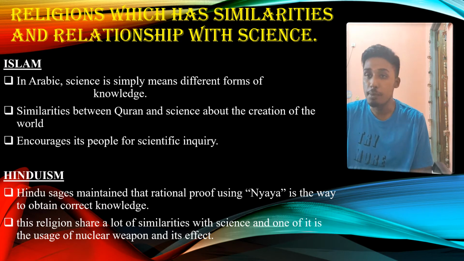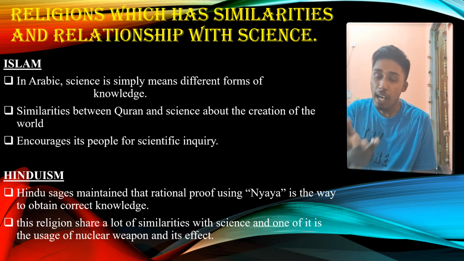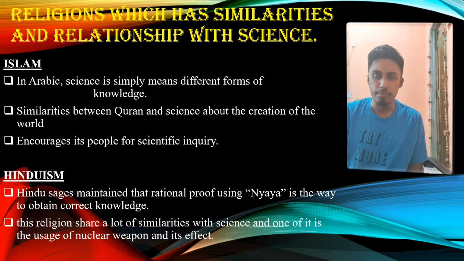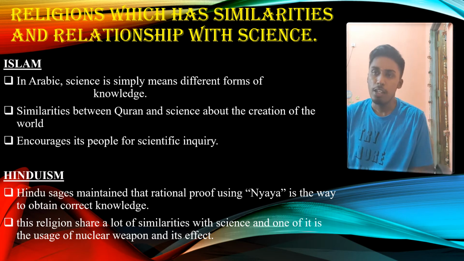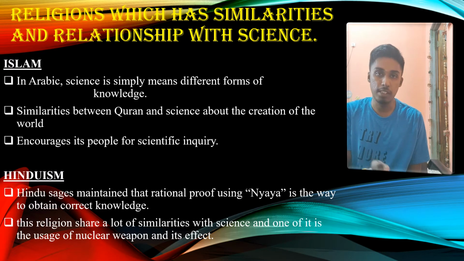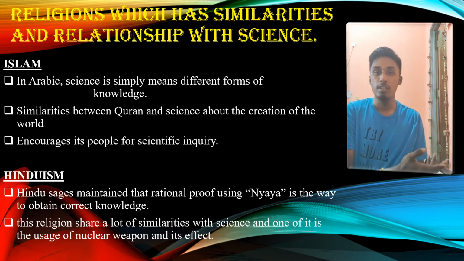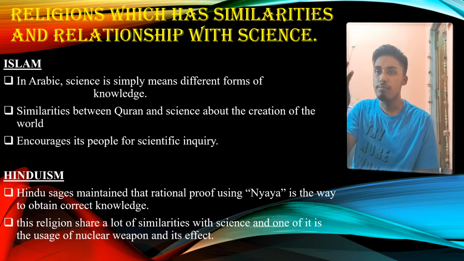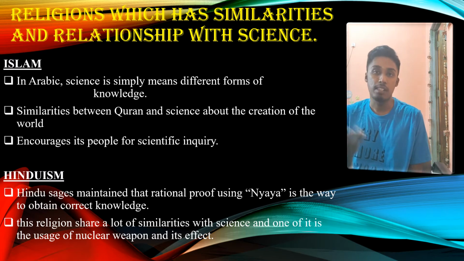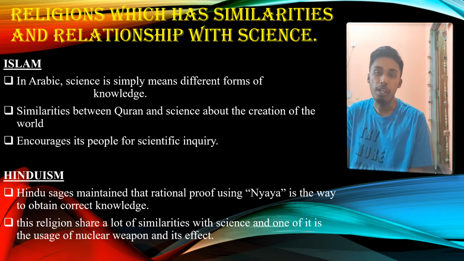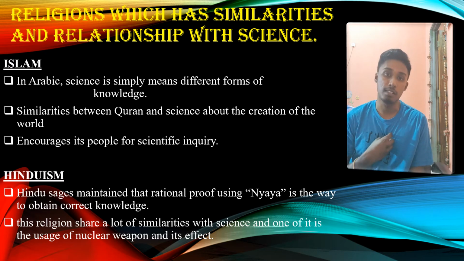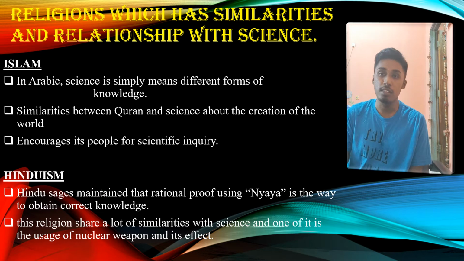Islam also encourages its people to do scientific inquiry. When it comes to scientific inquiry, it asks mankind to study nature. When it comes to nature, humans take many resources from nature to develop technology, like creating a power plant from coal. So the nature itself was linked with Islam, and it also helped Islam to be linked with science. So these are the 3 points which made me talk about the relationship between Islam and science. So let's go to the next religion, which is Hinduism.